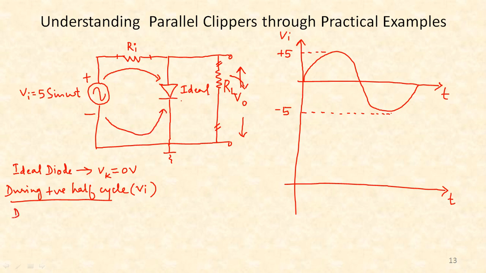So when it is on, let me write, during the positive half cycle, diode is on. So when it is on, it behaves like a short circuit. Short circuit, I'll have to indicate it like this. So what voltage has to appear across RL? Can somebody tell me? Is it 5 volts or is it 0 volts? 5. Yes.